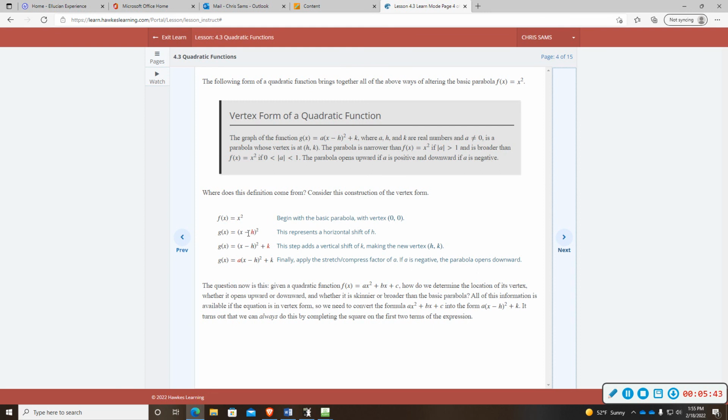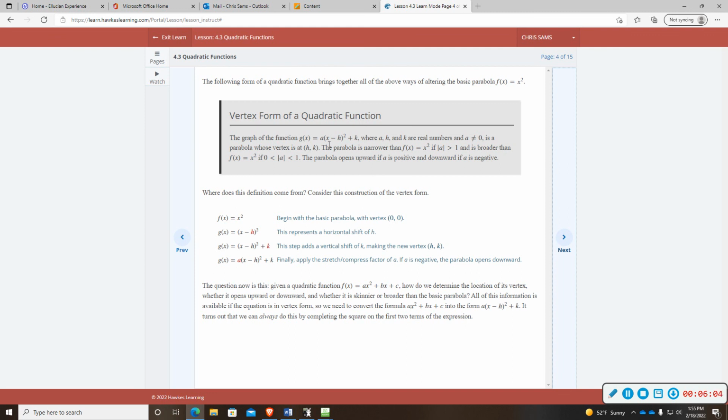H is your X coordinate for your vertex. It tells you you're going to shift left or right, and it's going to do the opposite of what you see in the parentheses, the opposite sign. The K is the Y coordinate of your vertex. It tells you up or down, and it will do exactly what you think it will based on the sign. And then this one just puts them all together.